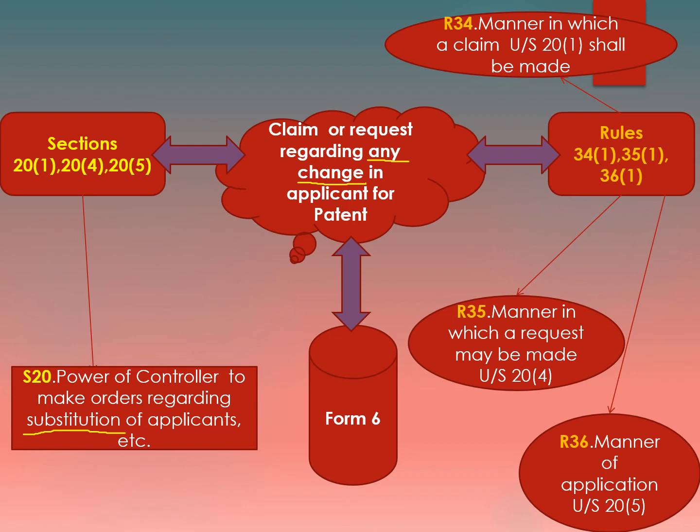So we can say the objective of form 6 is basically to make some changes in case of some requirement. If some modifications are to be done, we use form 6. So this way form 6 is related to section 20 and rules 34, 35 and 36.